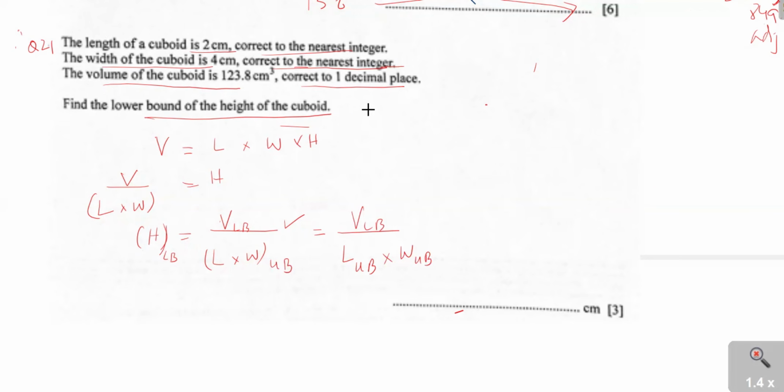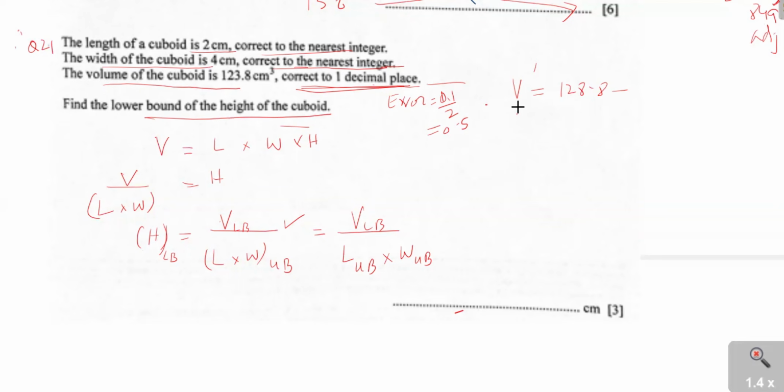Firstly, we will calculate this volume lower bound. Look here, this is 123.8 centimeter cube, and this is the accuracy correct to 1 decimal place. Therefore, the error will be half of the accuracy. This error will be 1 decimal place value 0.1 over 2, this is 0.05. And we will add or subtract in the volume for lower and upper bound value.